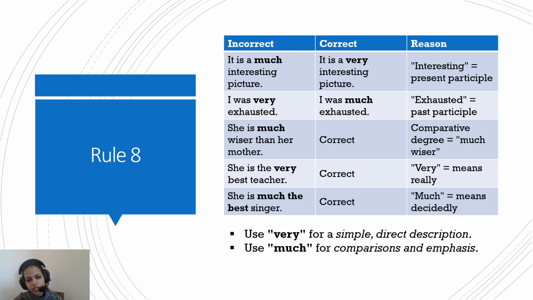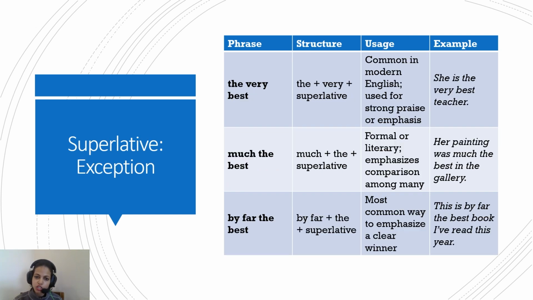So the second last statement, she is the very best teacher, could have been confusing for some of you, because in the rules we studied that much has to be used before a superlative. But when you are using very, you can use it for praise or for laying some emphasis. In this case, the very should be preceded by the: the very superlative. That's how it should go. So the statement she is the very best teacher is correct.